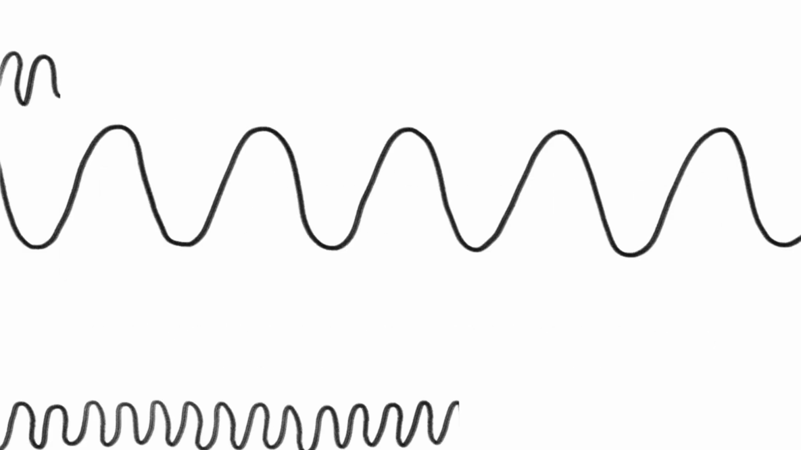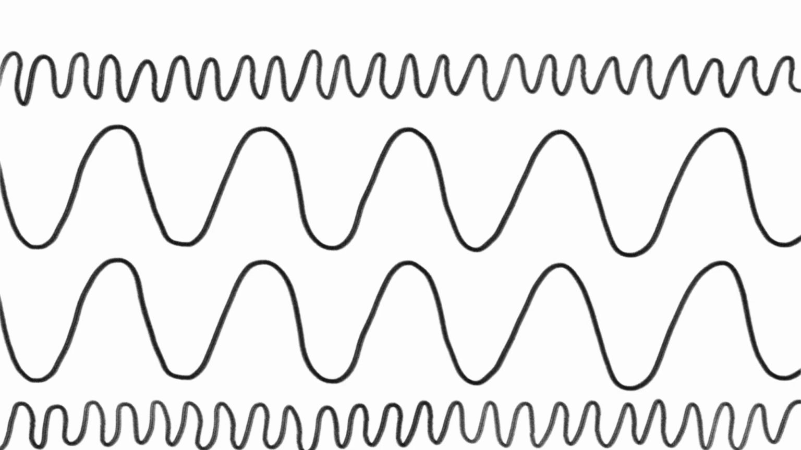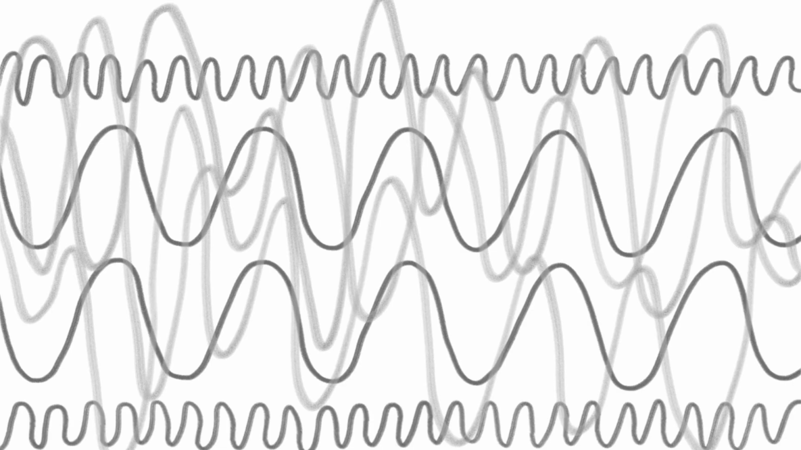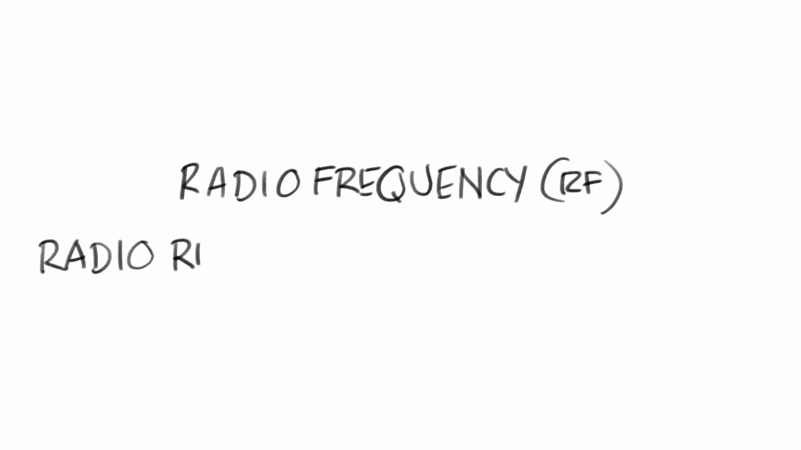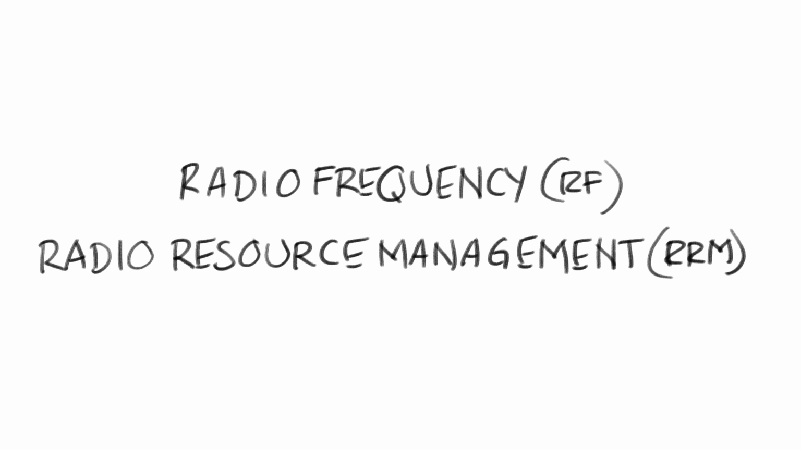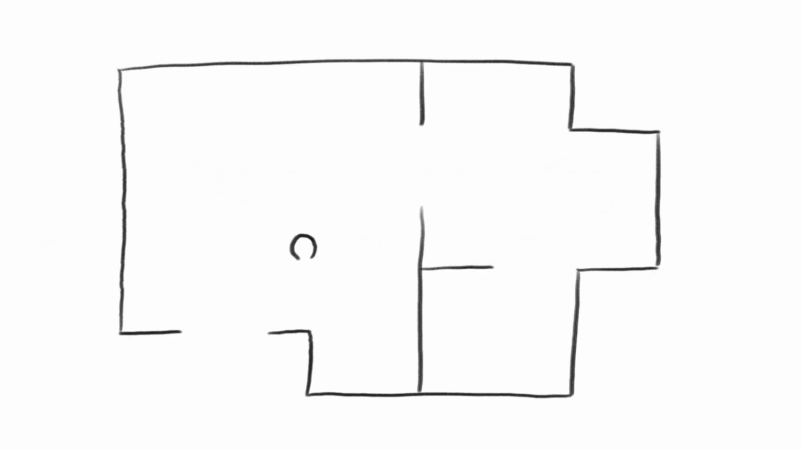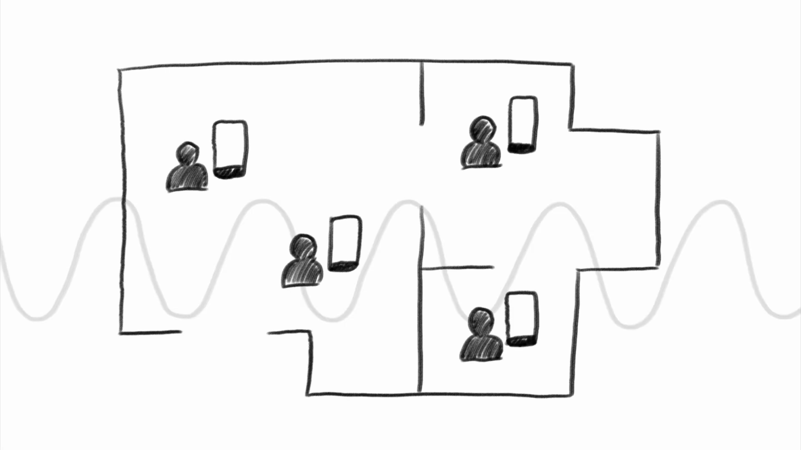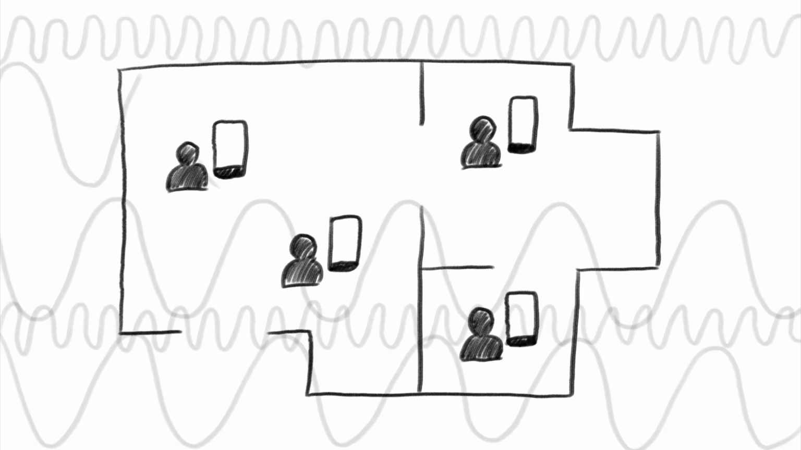Radio frequency environments are inherently complex and therefore challenging to control and optimize for the efficient transmission of data. Since the inception of radio frequency, or RF, radio resource management, also known as RRM, has been a long-standing technique used to optimize the RF radio waves that transmit network traffic in wireless LANs.